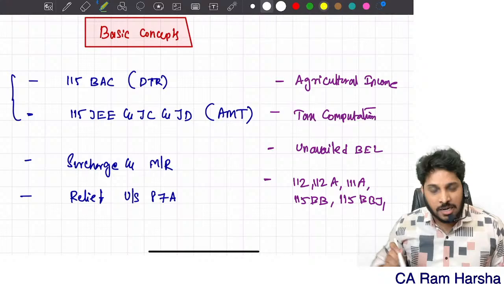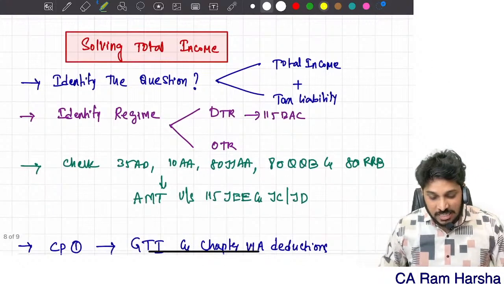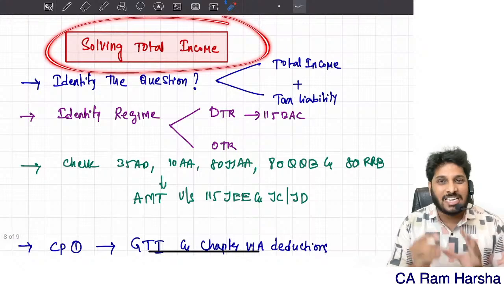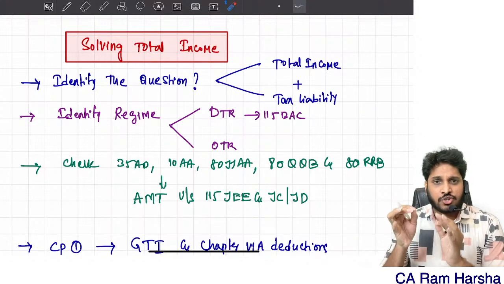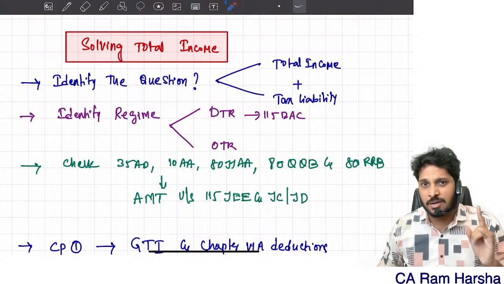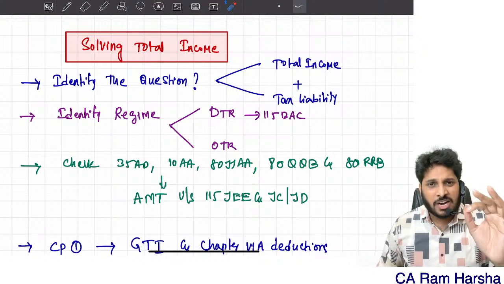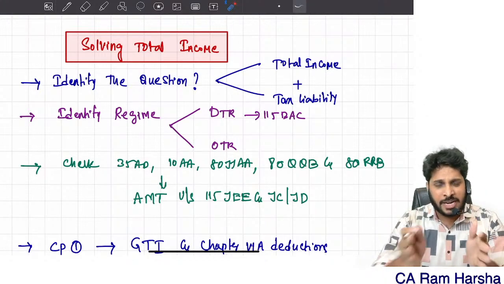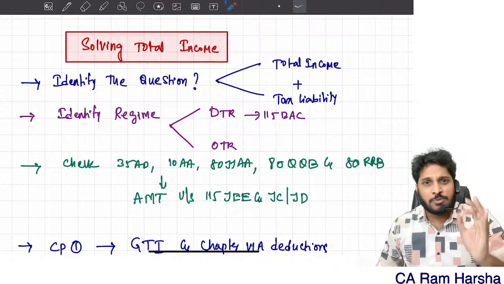So let's begin the basic concepts, where we will understand how to solve the total income problem. Remember, guys, the first question in income tax is a 15 marks question, a descriptive total income problem. By the way, for every 1.5 hours, I will give a small break and start a fresh live. Okay. Kindly hook up to this.